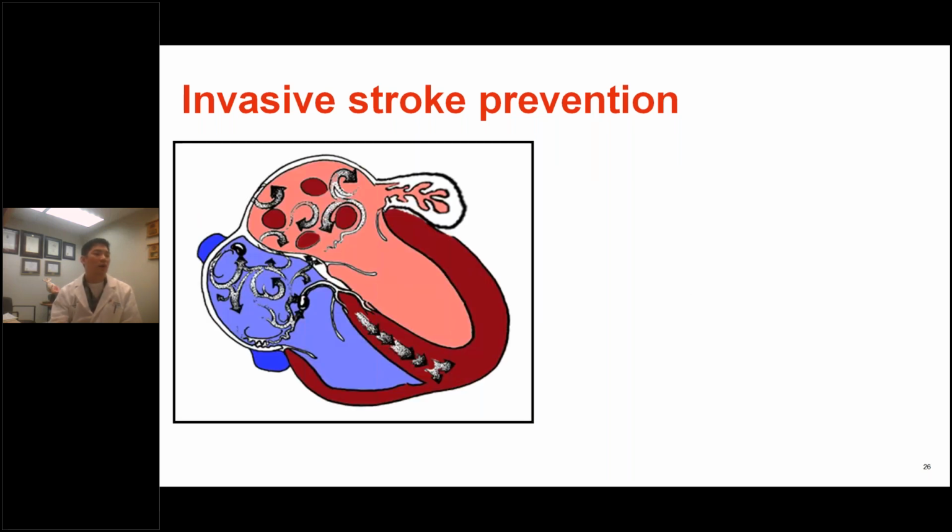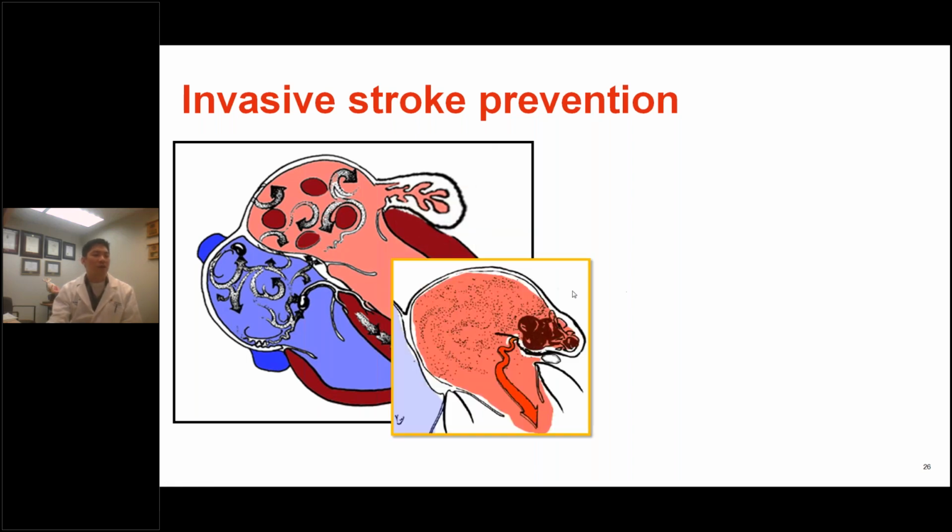This is what the heart looks like in the 4 chambers. This is the pouch called the left atrial appendage, and that is where the clots tend to form. And so if you can imagine clots forming in this little outpouching in the heart and floating to the brain, then that is what causes the stroke.